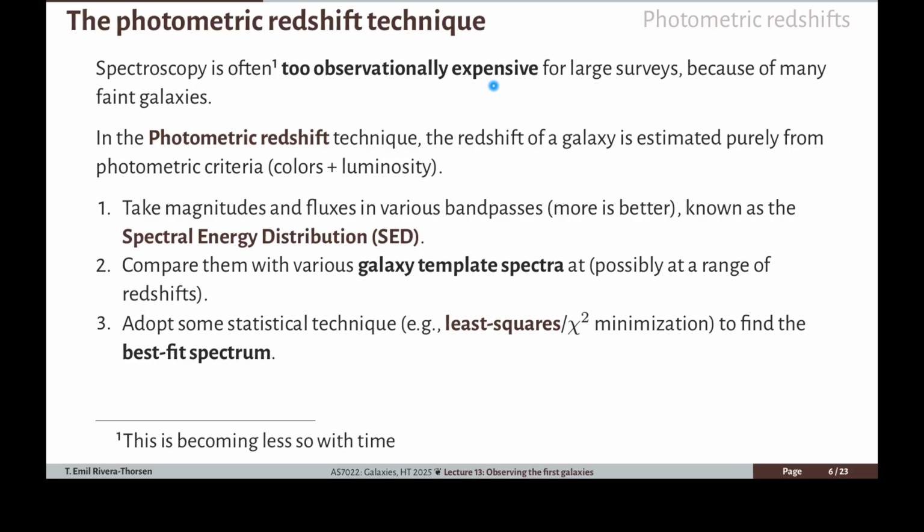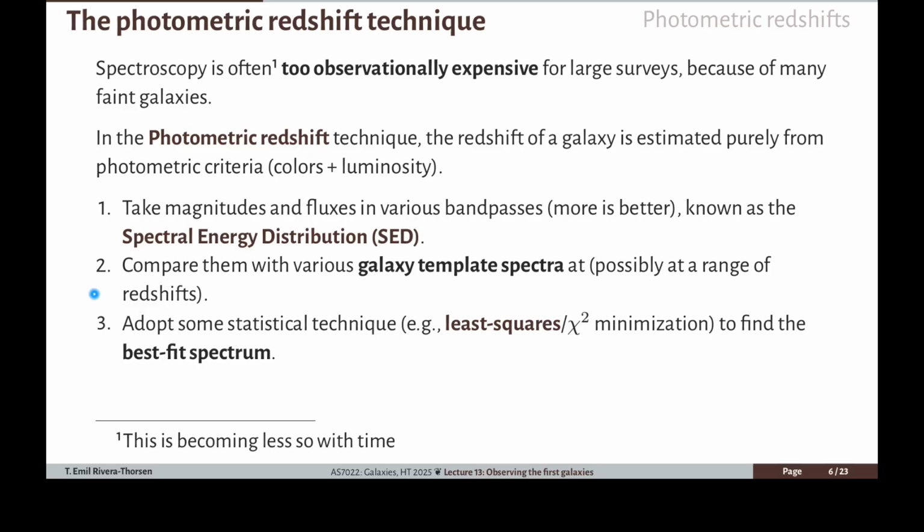So what we can do is estimate the redshift from photometric criteria, from the colors, from the luminosity, and so on. What we do is take magnitudes and fluxes in various band passes. The more we can get, the better. And this is, again, what we call the spectral energy distribution. And then we compare them, as I talked about earlier, with various template galaxy spectra at a range of redshifts and at a range of different star formation histories and stellar populations, dust contents, and so on and so forth.